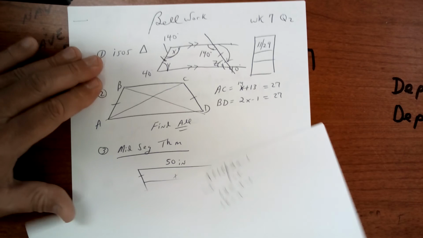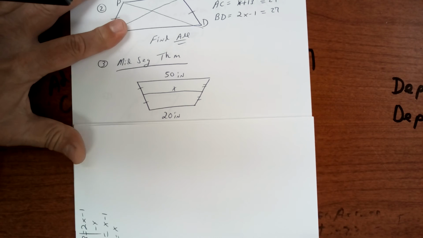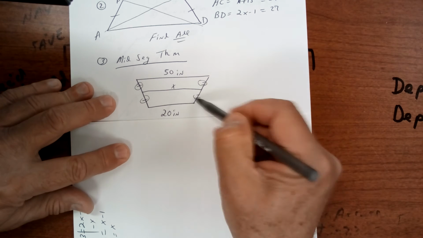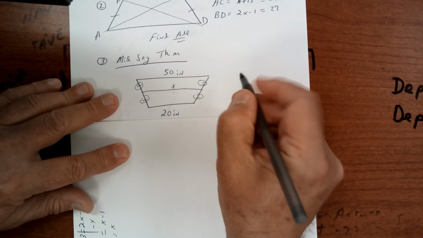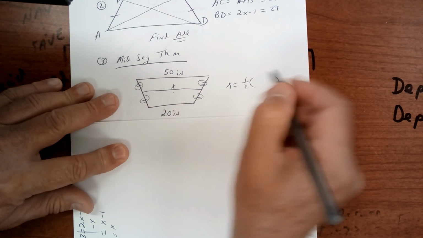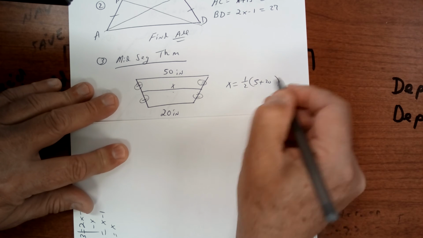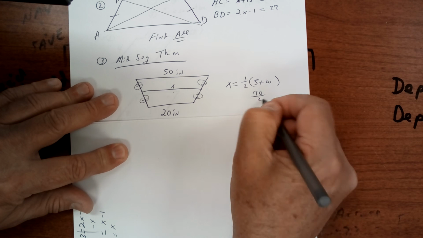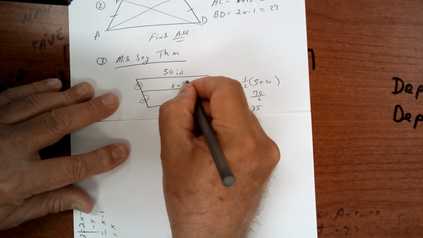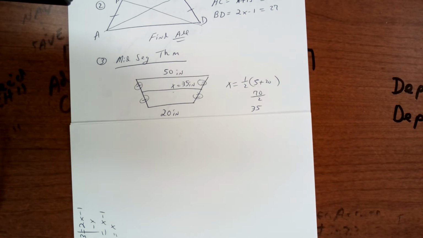On this one right here, the mid-segment theorem, remember if it's in the middle, see how that's equal to that? That's called a mid-segment. So the mid-segment is equal to half of the sum of the two bases. So it's 50 plus 20, which is 70, and then divide by 2 and you get 35. So this mid-segment is 35 inches. Memorize that formula. Let's talk about today's work.